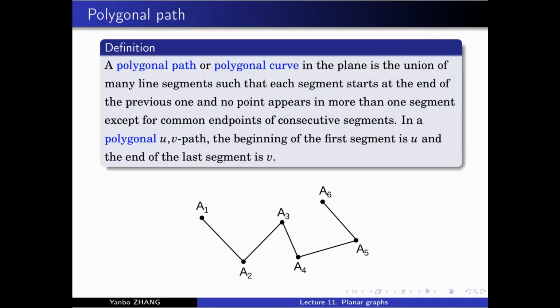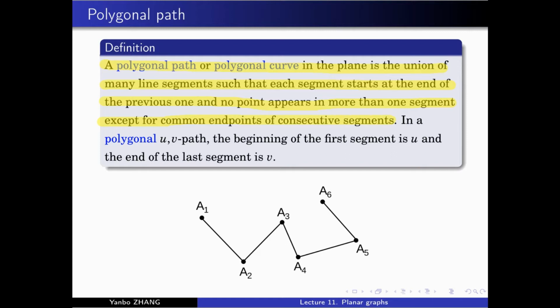The first definition is a polygonal path or a polygonal curve. A polygonal path or a polygonal curve in the plane is the union of many line segments such that each segment starts at the end of the previous one and no point appears in more than one segment, except for common endpoints of consecutive segments.